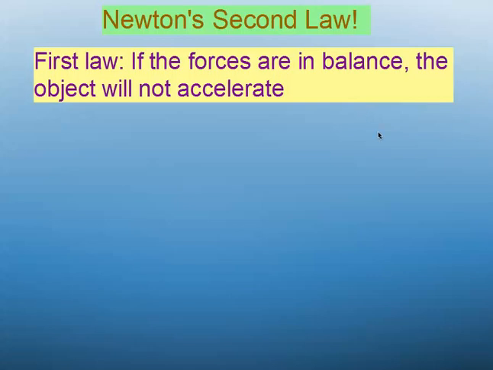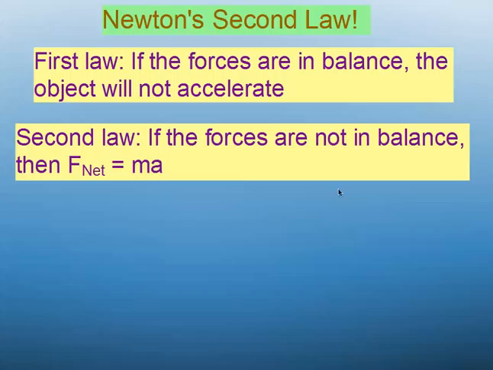So another way of wording Newton's first law is the idea that if you draw a force diagram on an object and all of the forces are in balance, that is, they cancel each other out, then the object will not accelerate. And that can play out in two different ways. Either you can have an object that's sitting and it keeps sitting, or you can have an object that's moving and it'll keep going at a constant speed. Newton's second law is actually almost as simple.